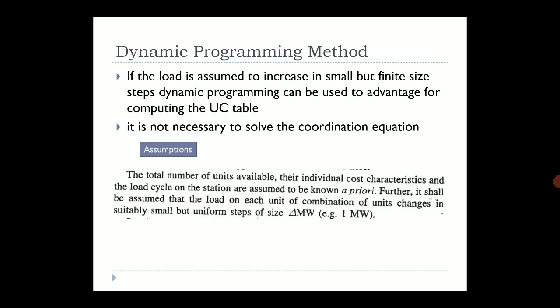So the assumption here is that the total number of units available, their individual cost characteristics, and the load cycle of the station are assumed to be known a priori. That means we know what the load is going to be, we know the cost characteristic of all the generators, and the type of load cycle. If all these things are known, then this method is applicable, or else the method may not be applicable. Further, it is assumed that the load on each unit or combination of units changes in suitably small unit step sizes. So the load is also changing in very small steps. It does not change rapidly.